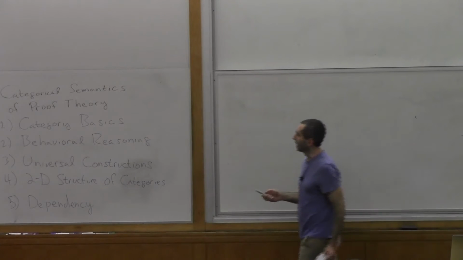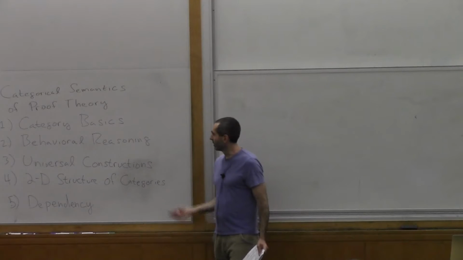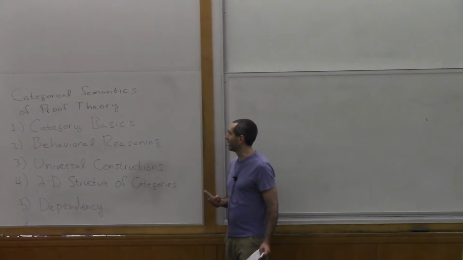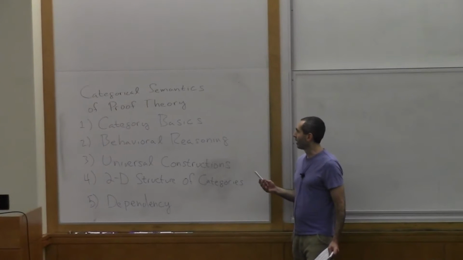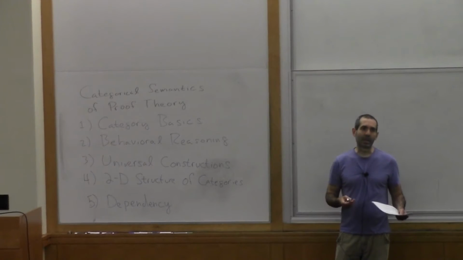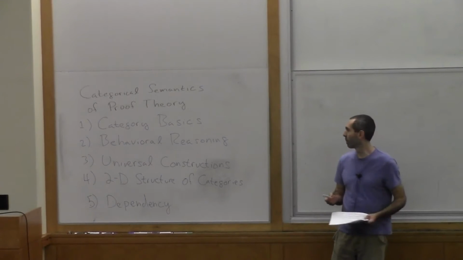So this is the basic outline of the lecture. Today we're just going to talk about the basics of category theory. Next time we're going to talk about what I call behavioral reasoning. That's the way we have to reason when we can't do element-wise characterizations of the objects of study that we're talking about.